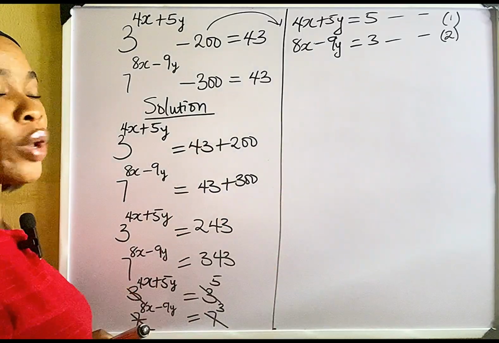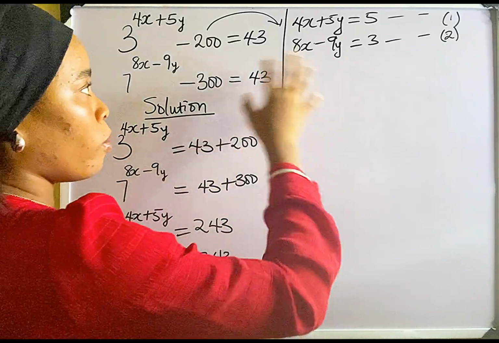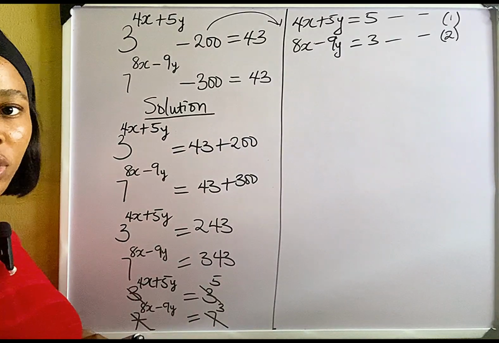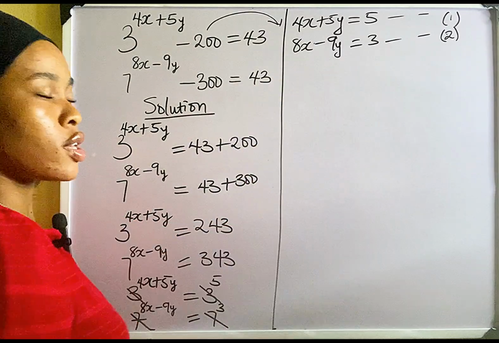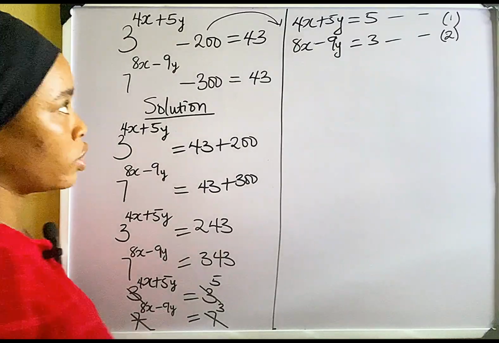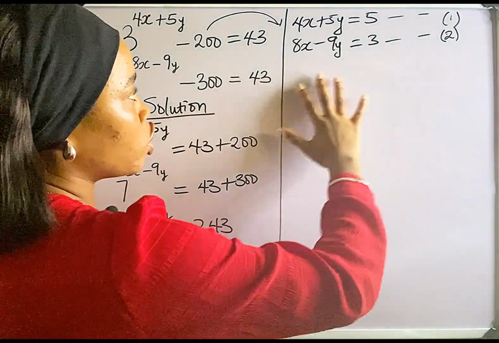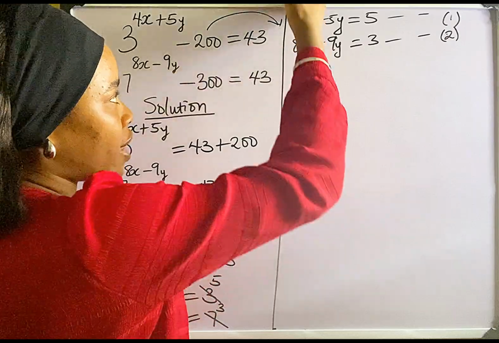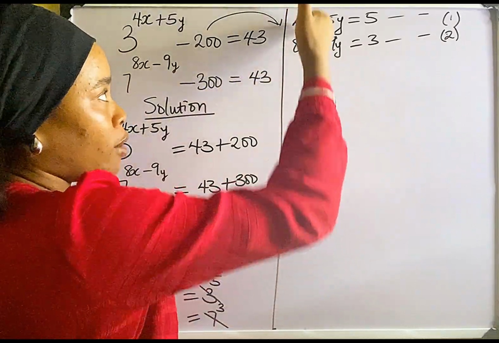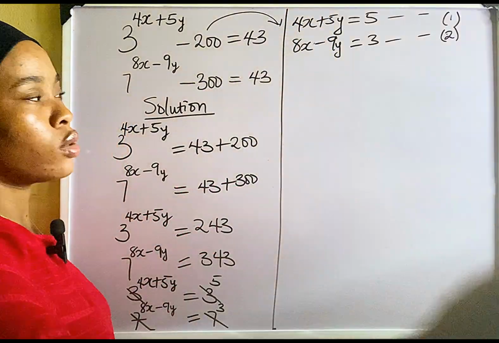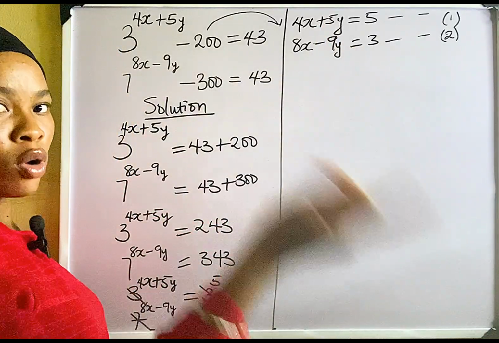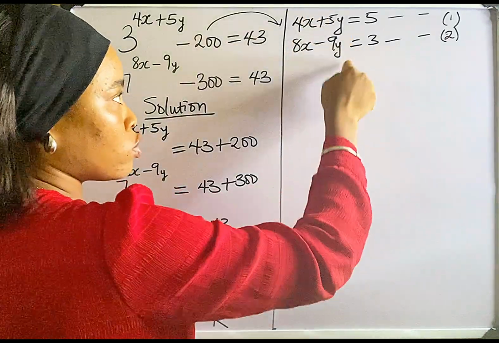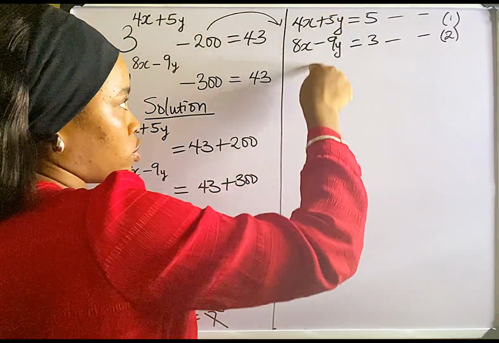We have different methods of solving this: we have elimination method, we have substitution, we have graphical method. But in this case I'm making use of elimination method, and using elimination method, I want to eliminate x first because I'm looking for both x and y. So for me to find the other, I have to get rid of the other one. So for me to get y first, I have to get rid of x.